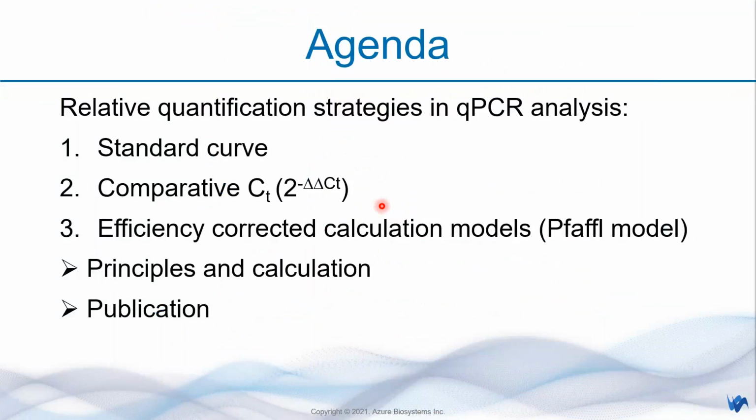So today's agenda, we will be focusing on relative quantification strategies in qPCR analysis. I'll be talking about 3 specific strategies for you. The first one is relative quantification with standard curve, comparative CT, or what we call delta CT, and the efficiency corrected calculation model, or what we call the PAF model. In this webinar, I'll be talking about their principles, basic calculation, and also some publication examples on how people are improving these calculations.